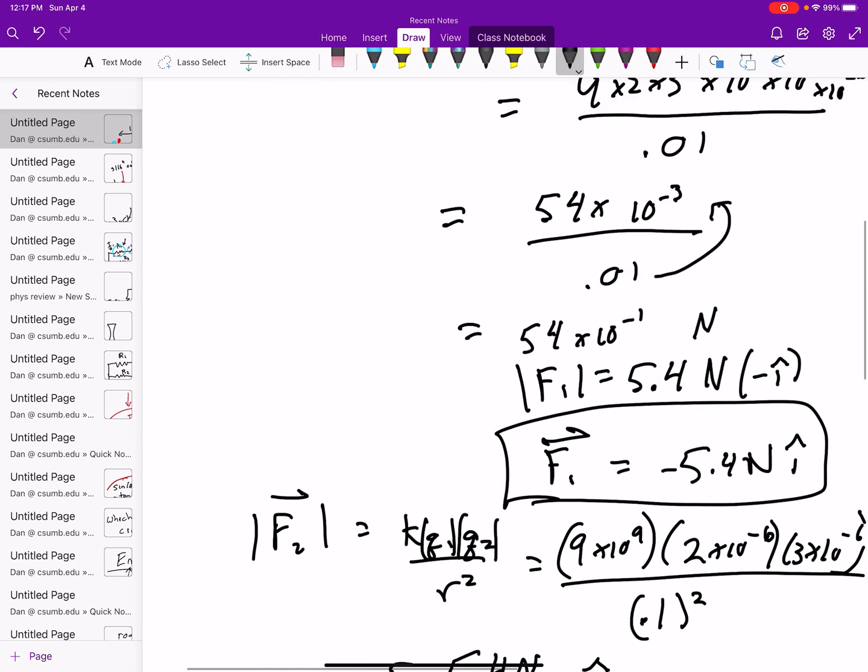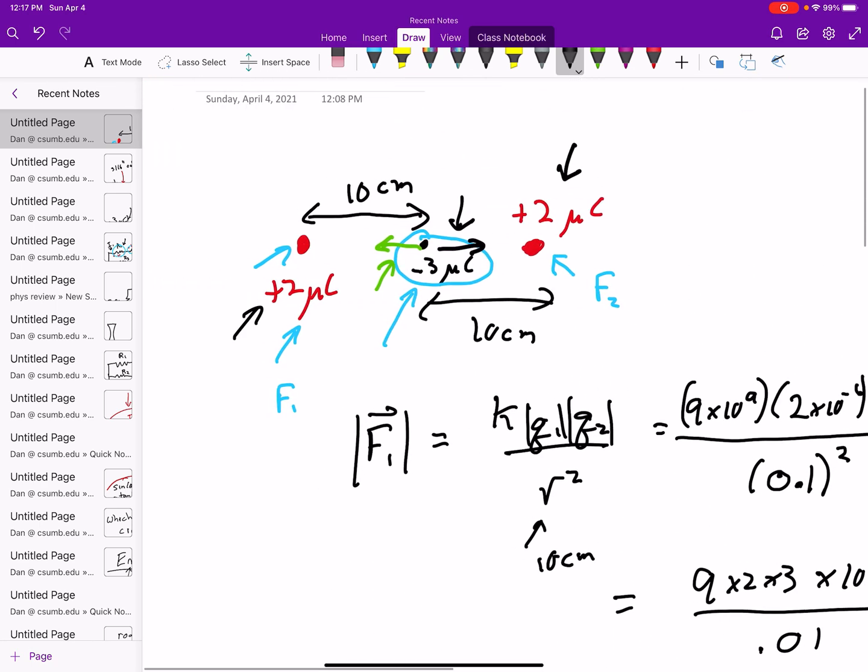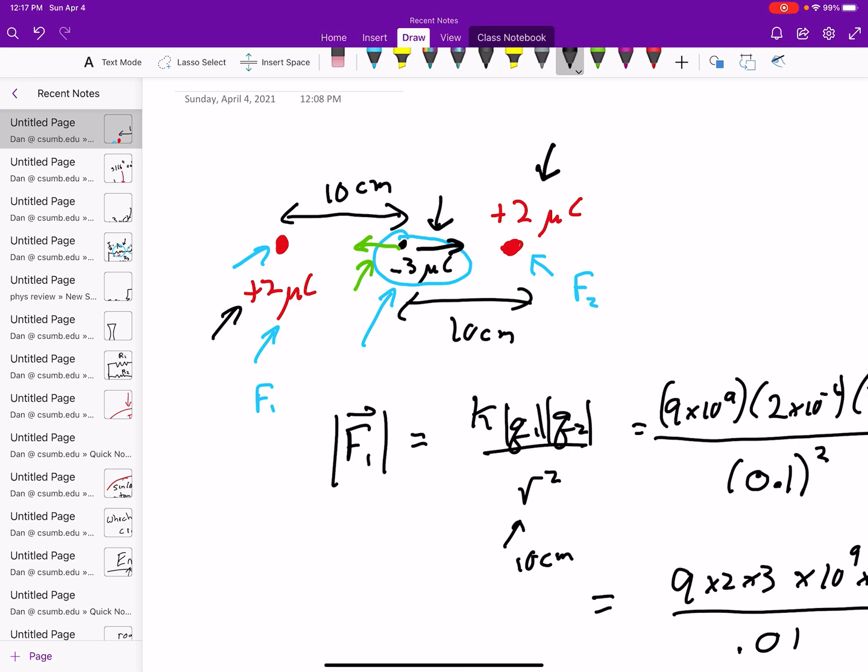But this is an example of how you can determine the force on one charge from two other charges. And of course, you could do it with as many other charges as you need or want. But this is the basic idea. Okay, enough for this example.